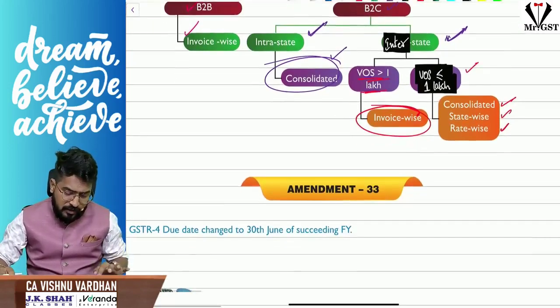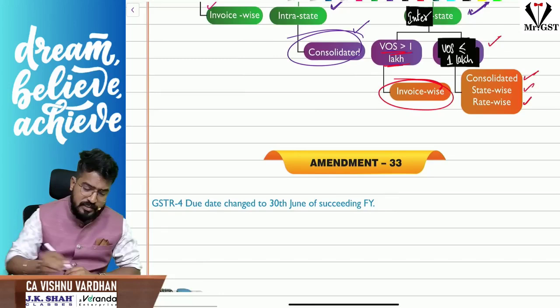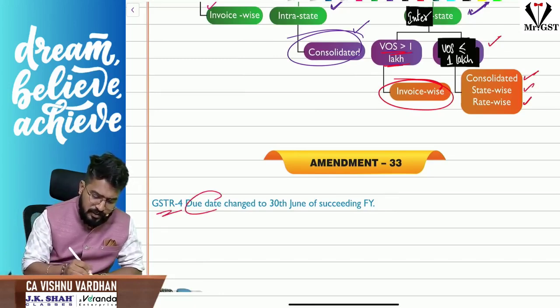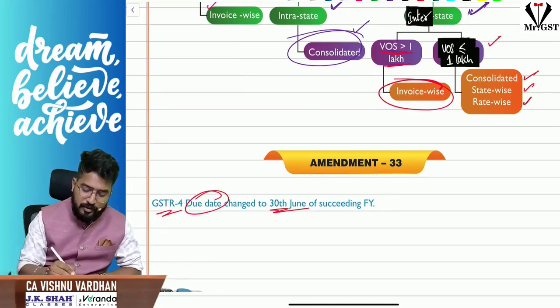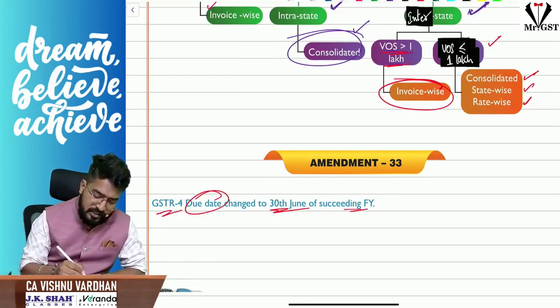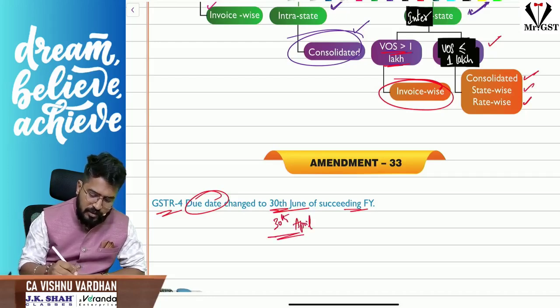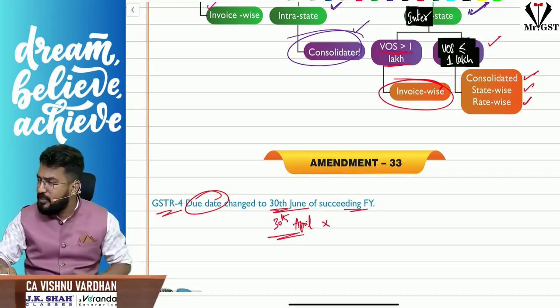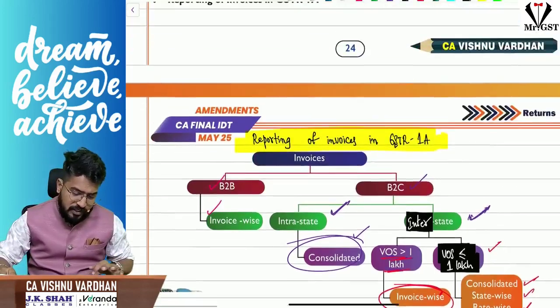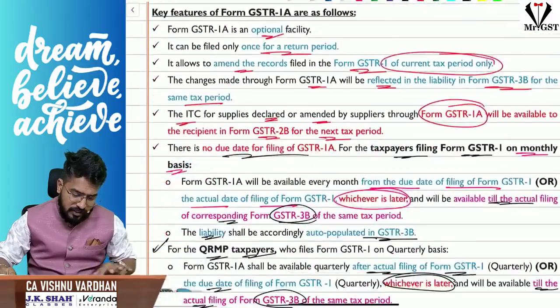And the last amendment here is with respect to GSTR 4 due date. A very simple one. Due date of GSTR 4 is modified to 30th June of the succeeding financial year. Earlier, if you remember, it was 30th April. Now they made it 30th June. So that is another amendment, a simple one. So with this we are done with the amendments related to the returns chapter.